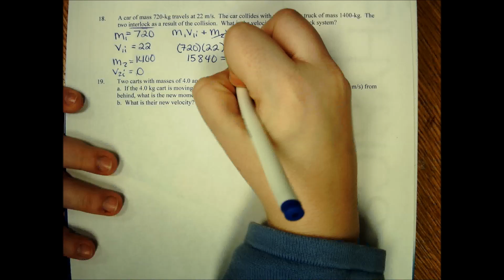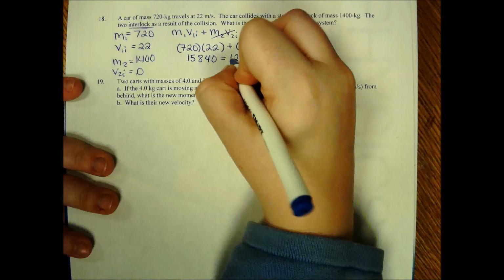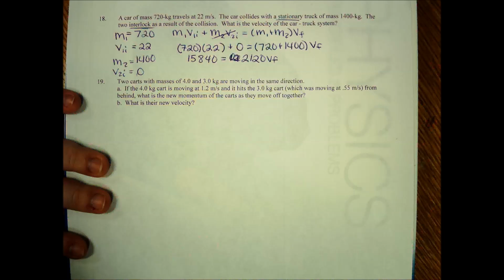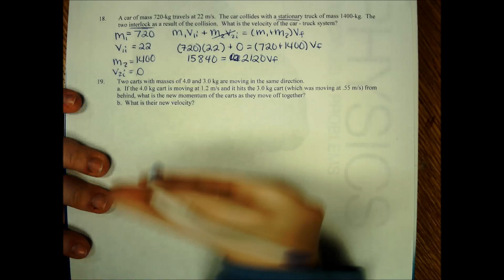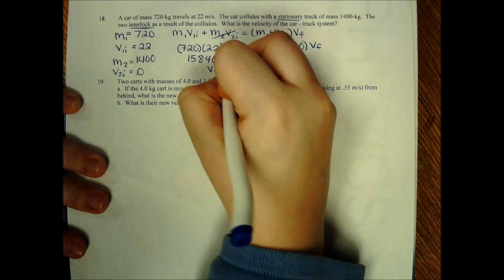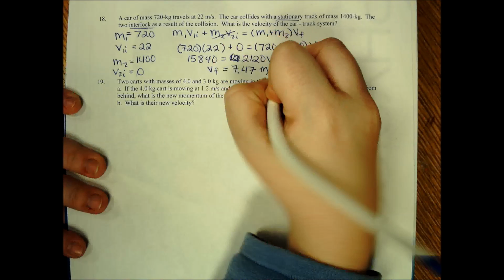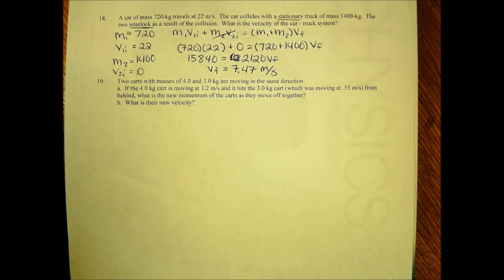720 plus 1400 is 2,120 V final. So 15,840 divided by 2,120 gives us a final velocity of 7.47 meters per second, which is, in fact, considerably slower than the car was going to begin with, which should make sense. Number 19, we have the two carts again.